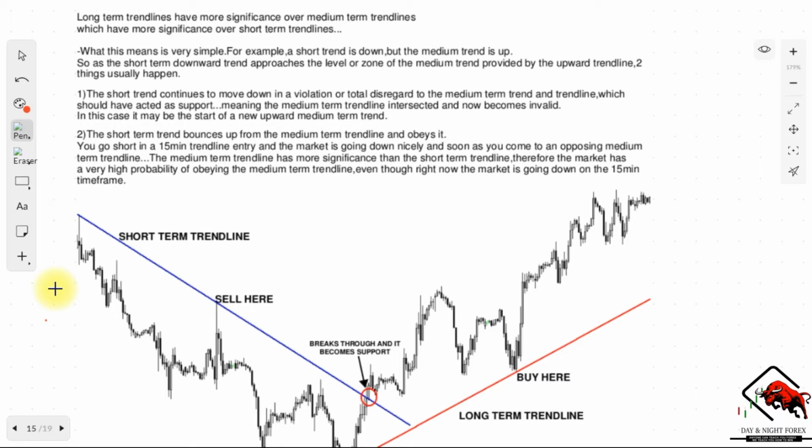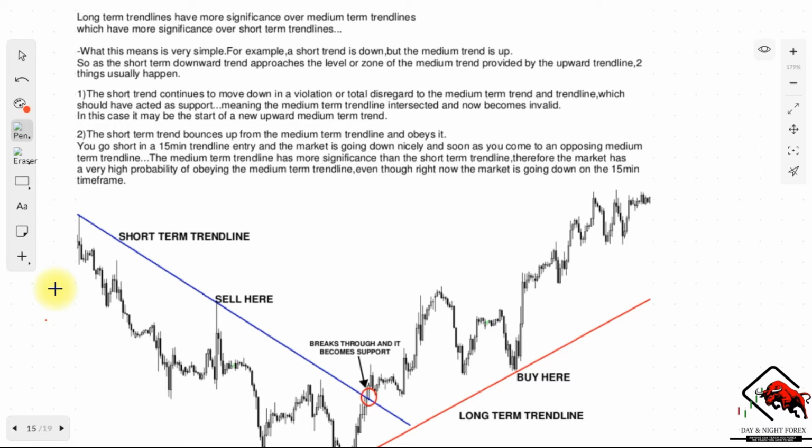The second thing that can happen is that the short term trend bounces up from the medium term trend line and obeys it. So you sell on a 15-minute trend line entry and the market is going down nicely, and as soon as you come to an opposing medium term trend line, the medium term trend line has more significance than the short term trend line. Therefore, the market has a very high probability of obeying the medium term trend line, even though right now the market is going down on the 15-minute time frame. So remember, what is happening on our bigger time frame is what the smaller time frames are following, right?